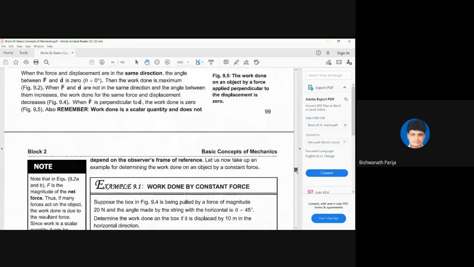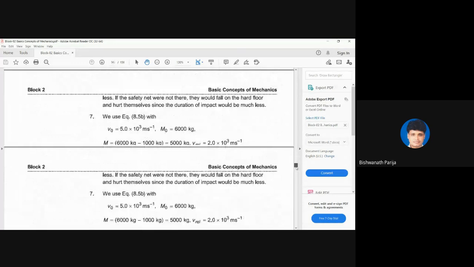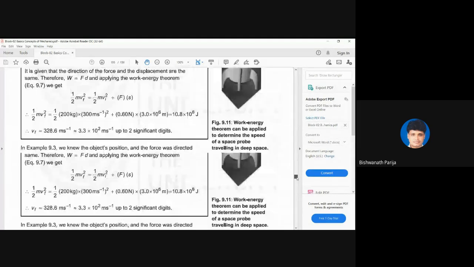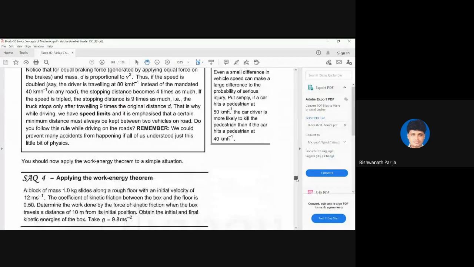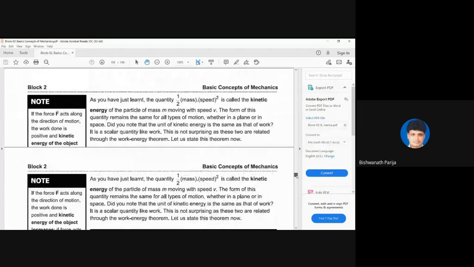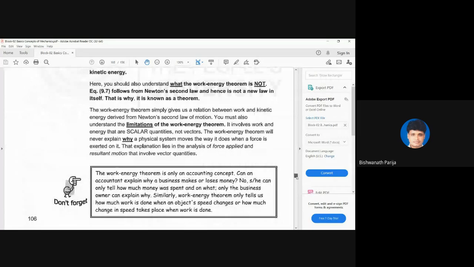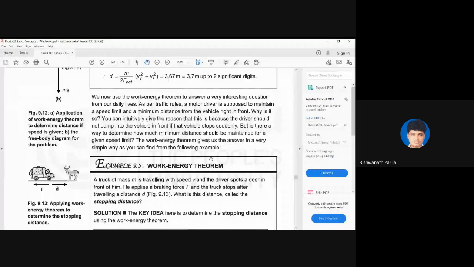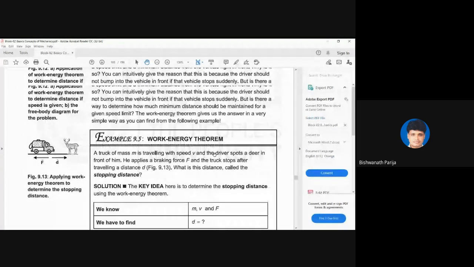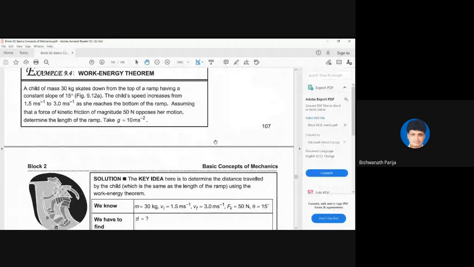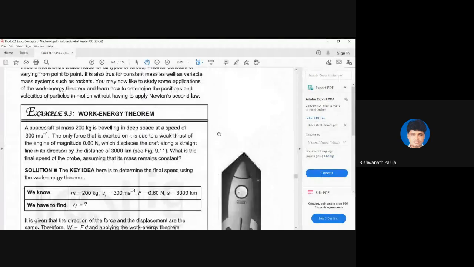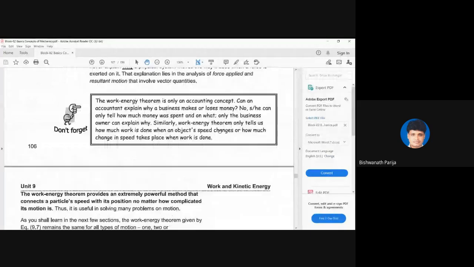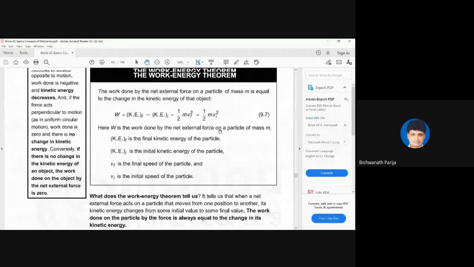So, last class we discussed impulse and momentum. But this class we will go to the work energy theorem. Work energy theorem. You can go to your work energy theorem.